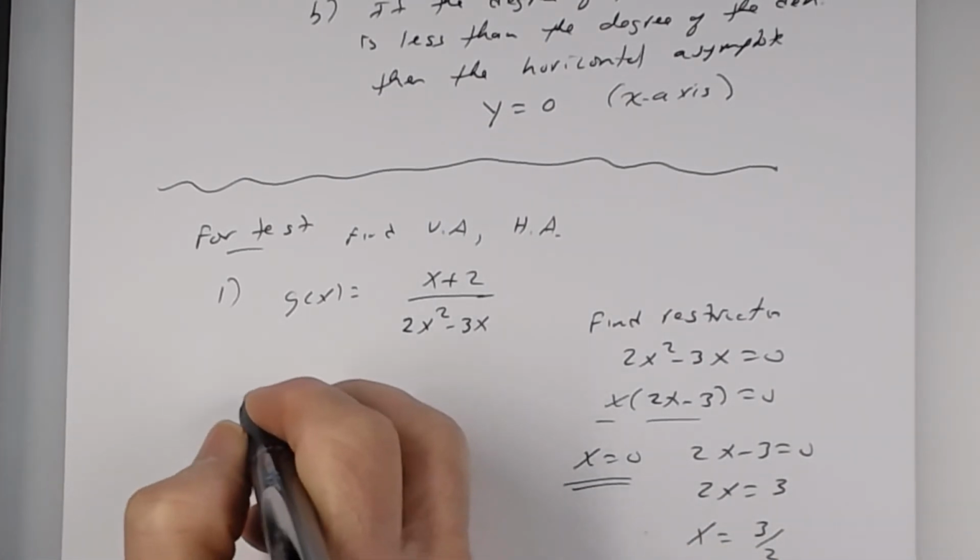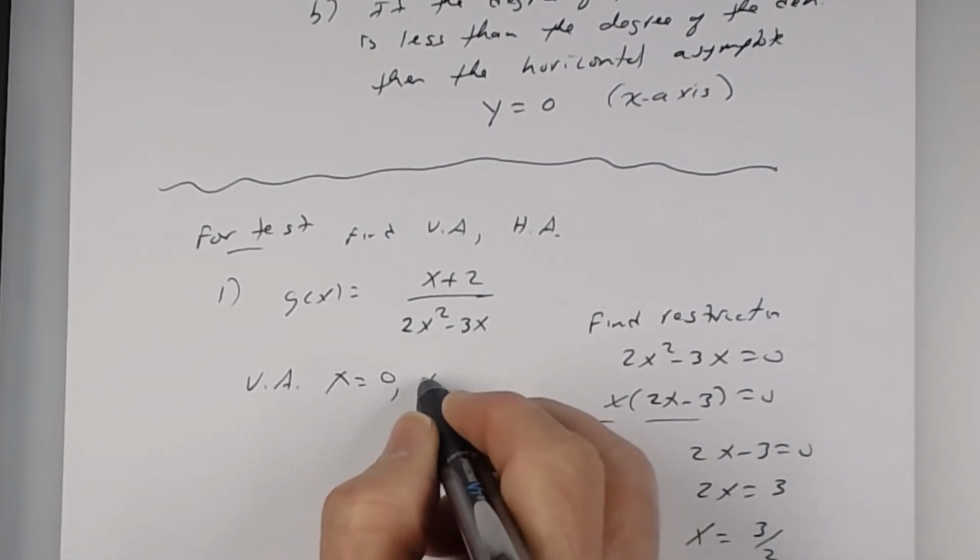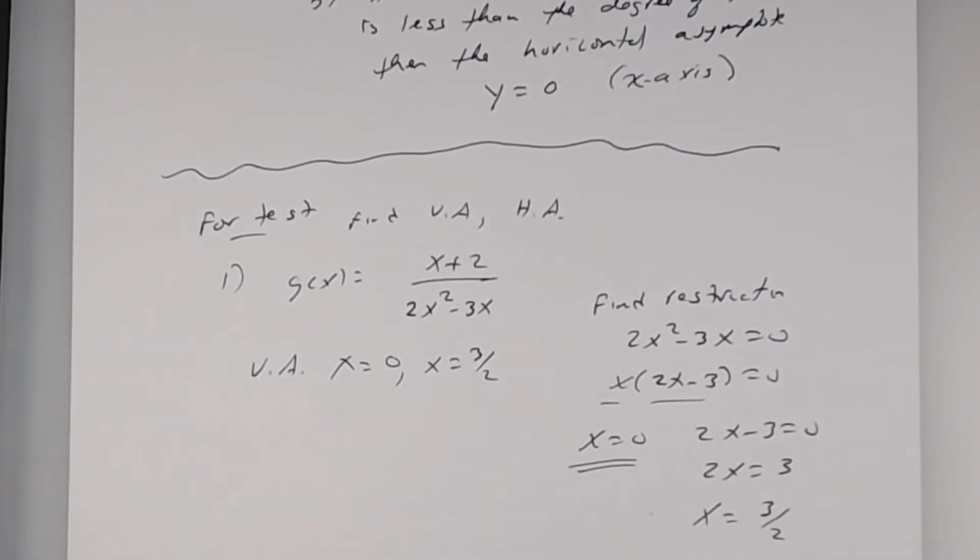So I found my vertical asymptotes. My vertical asymptotes are x equal 0 and x equal 3/2. So those are your vertical asymptotes.